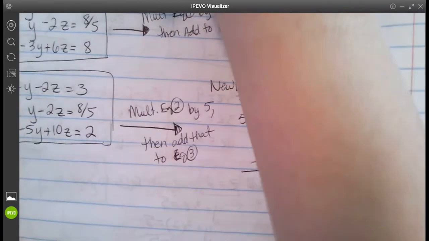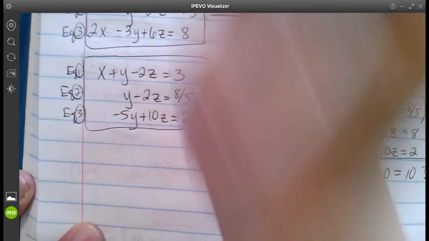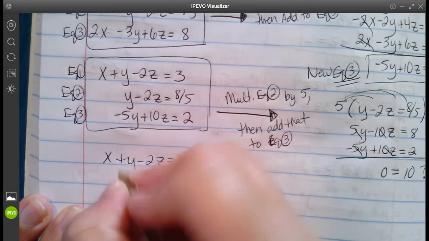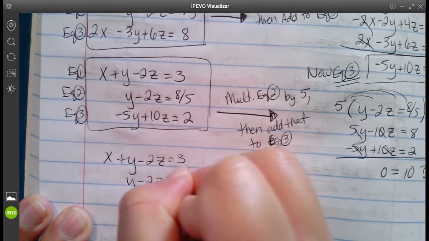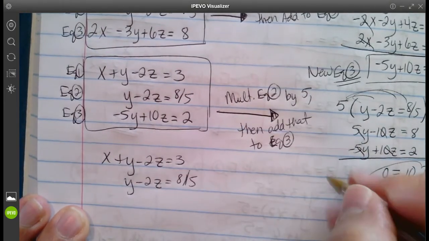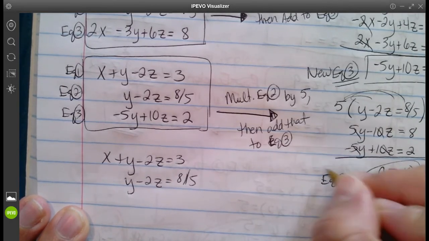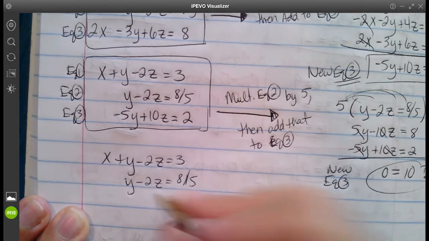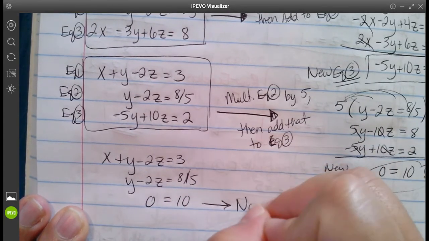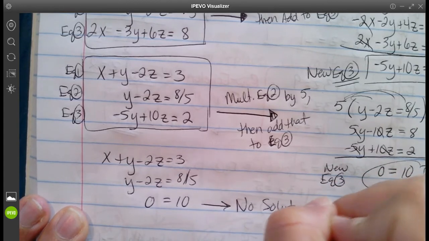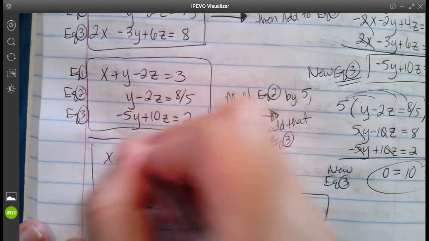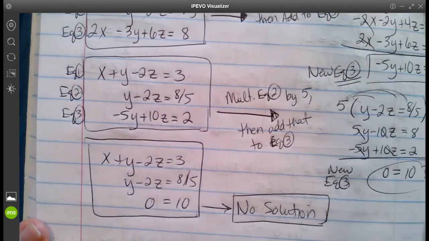So basically at this point what I would do is I would rewrite everything. So x plus y minus 2z equals 3. Y minus 2z is equal to 8 over 5. And I'm just using the same ones here. And this is my new equation 3, right? And then 0 equals 10, which means there is no solution. All that work just to come up with that, okay? But you do have to be able to get to that point, okay?